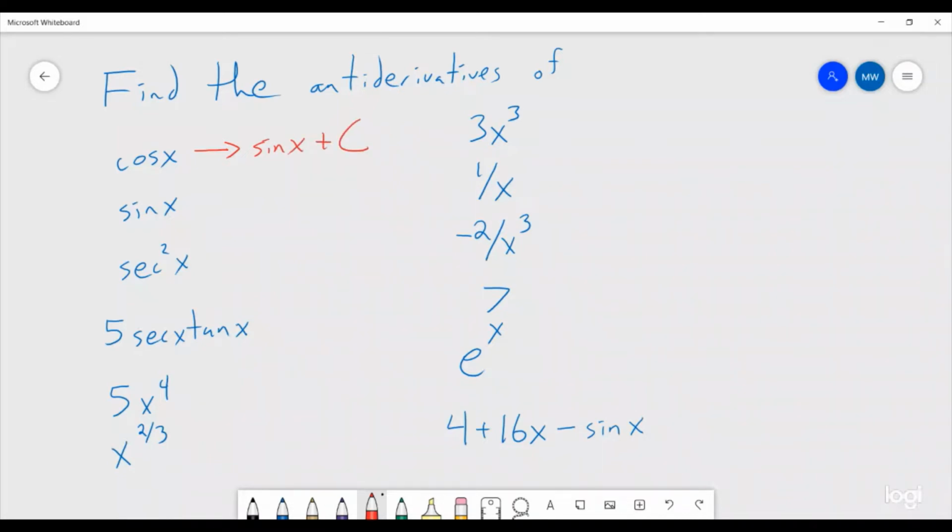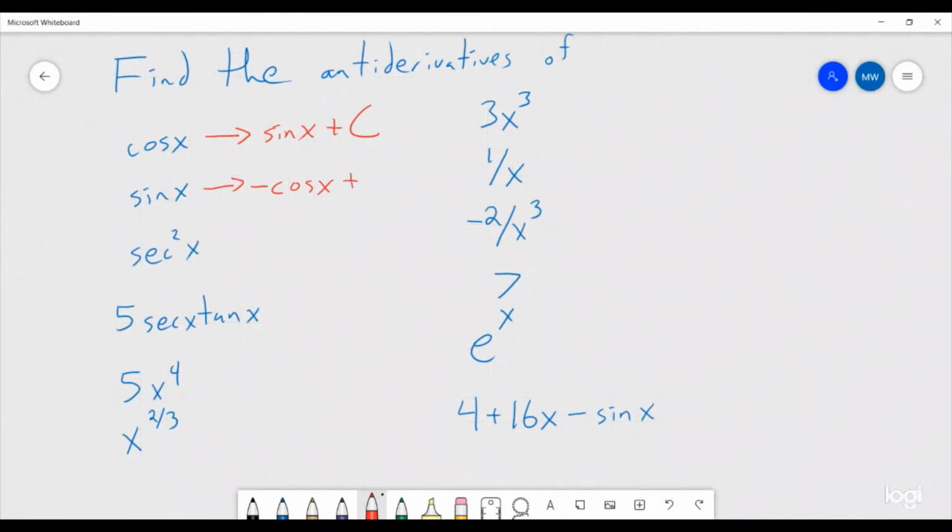Okay? So derivative of sine is cosine. Derivative of cosine is negative sine. Here I have a positive sine, so that means its antiderivative has to be a negative cosine x to cancel out that negative. And then a plus c. Okay. What function has a derivative of secant squared? Well, that's tangent. So the antiderivative of secant squared is tangent x plus c. What function has a derivative of secant x tangent x? That's secant. So this will be 5 secant x plus some unknown constant.